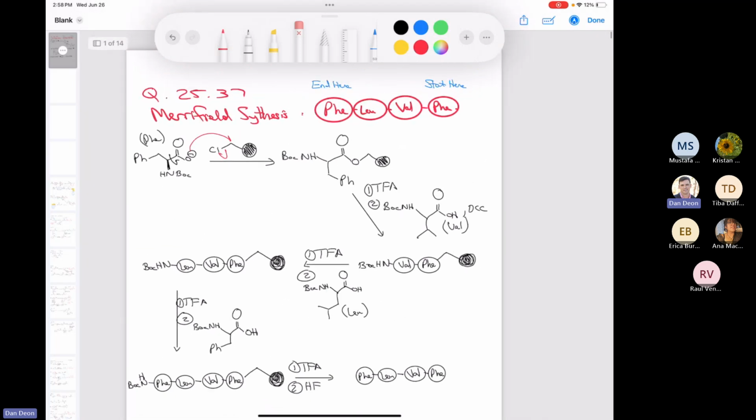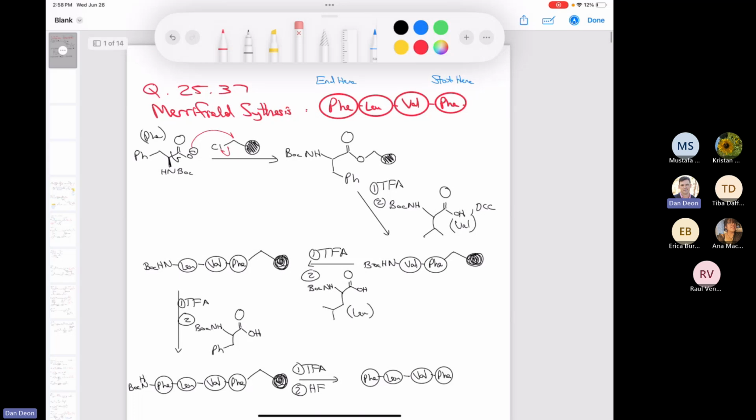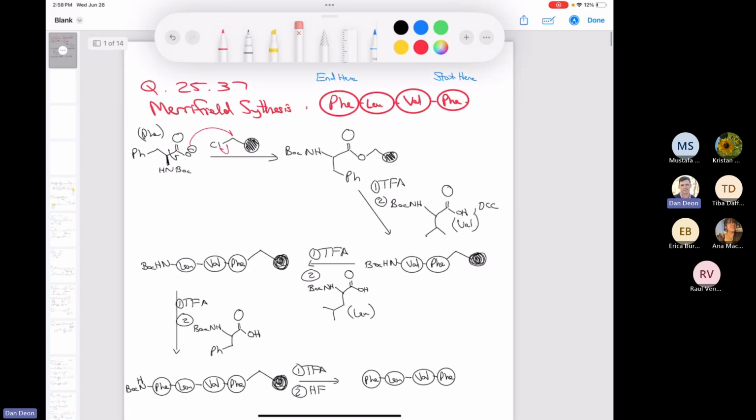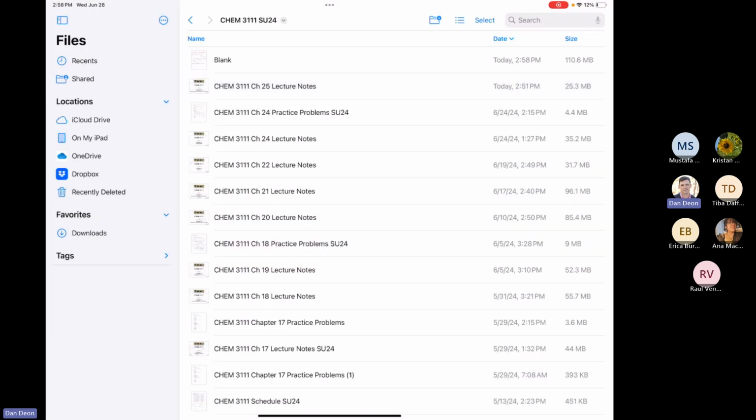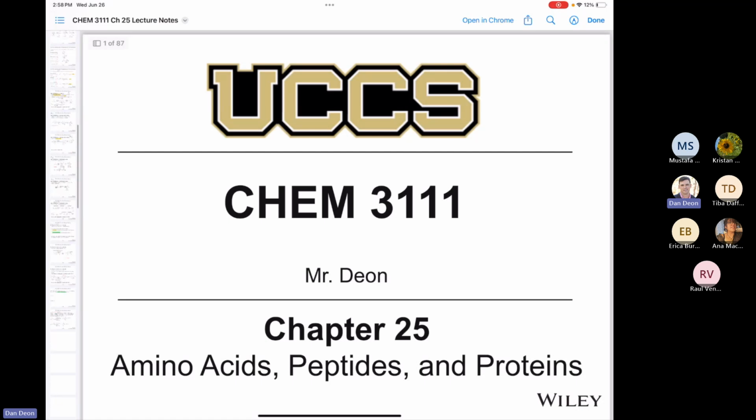See if I can squeeze all that in here. But that is the Merrifield synthesis. Pretty brilliant synthesis. You've got to hand it to Merrifield. He's a pretty bright guy to put all that chemistry together. So moving forward, that covers all of the chapter.